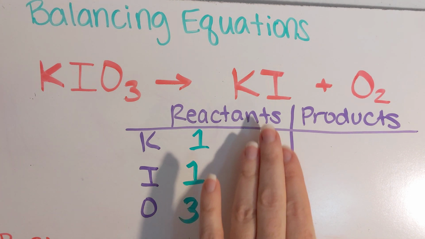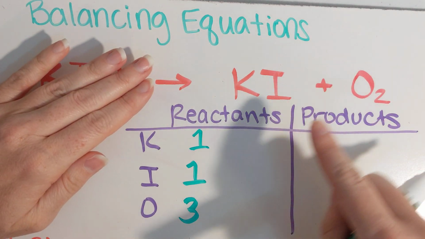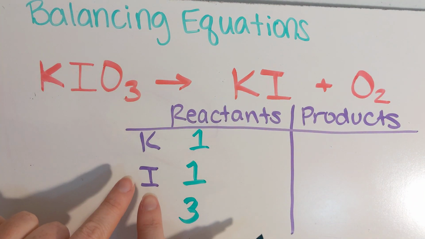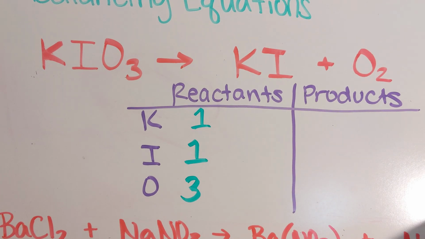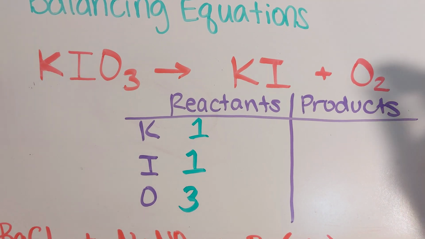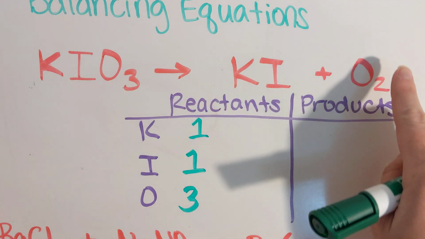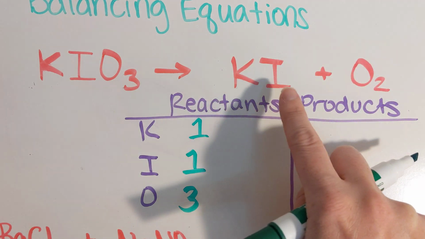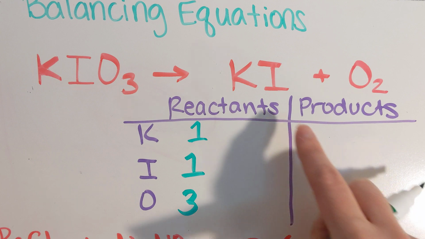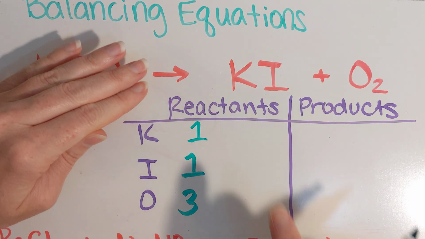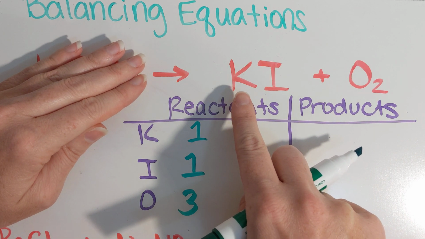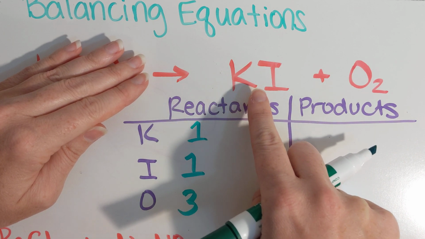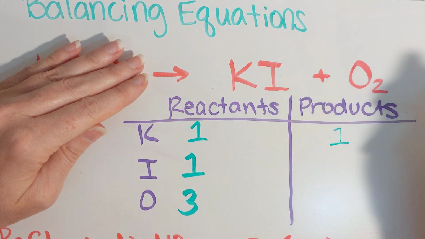Then I move on to the products, so everything after the arrow. And I know they have to be the same. It has to be a K, an I, and an O, because whatever I start with, I have to end with. So moving on to K, make sure you look in all of the products, since I do have multiple things going on in this equation. Check all the products, everything after the arrow. So here's the only K I see. I do the same thing. No coefficient, no subscript. That means there's one potassium.